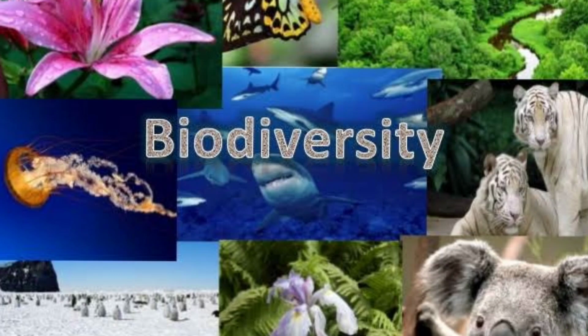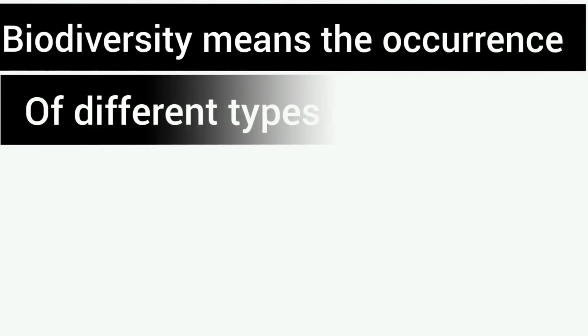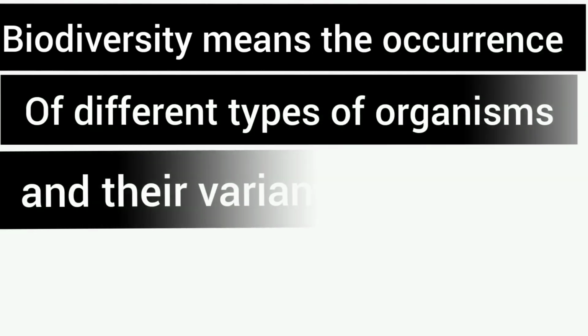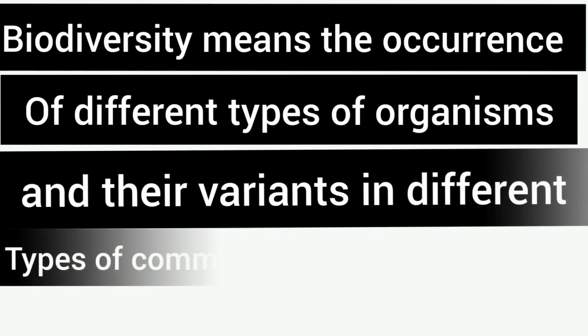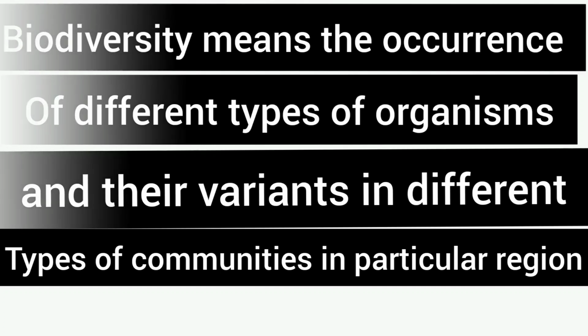Biodiversity means what? Variety of life forms. We know bio means living creatures. Diversity means variety of life forms. So, biodiversity or biological diversity is the occurrence of different types of organisms and their variance in different types of communities in particular regions.